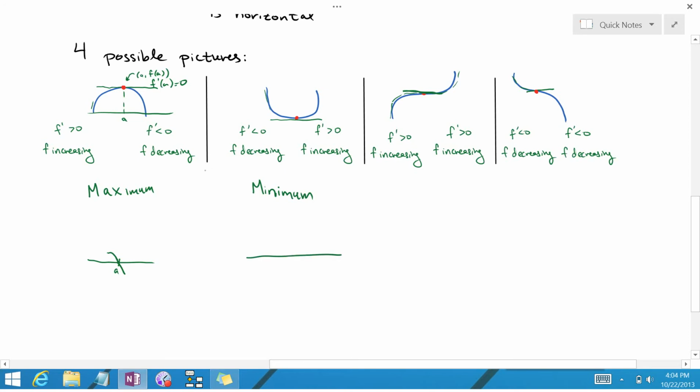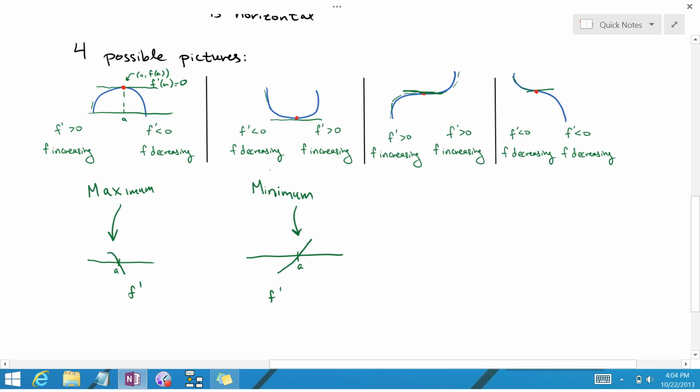Similarly here, for a minimum point, there's a, we're negative, and then we become positive and we cross 0 at a. So this is what corresponds to a max on the graph of f prime. This is what corresponds to a min on the graph of f prime.